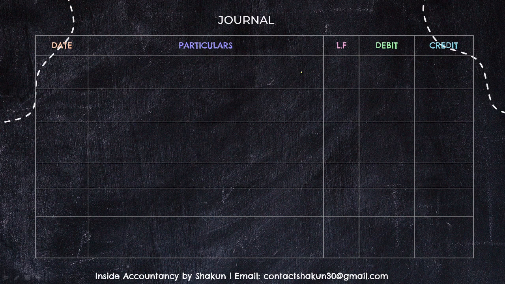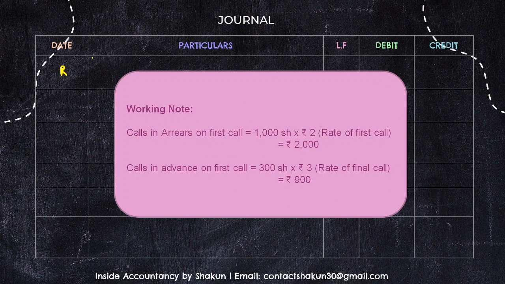Moving on. Our first entry would be for the receiving entry of application. Before we move on, I think we should discuss the working note here. Calls in arrears on first call and calls in advance on first call. Calls in arrears were on 1,000 shares, right? 1,000 shares at the rate of 2, that is, they had not paid the first call. So I've taken the first call rate, 2 rupees. So 2,000 rupees is the calls in arrears, right?